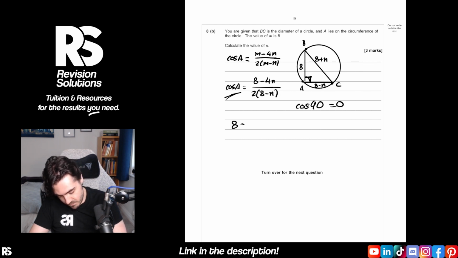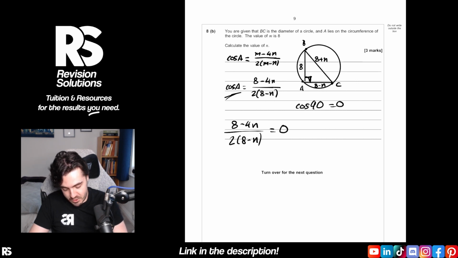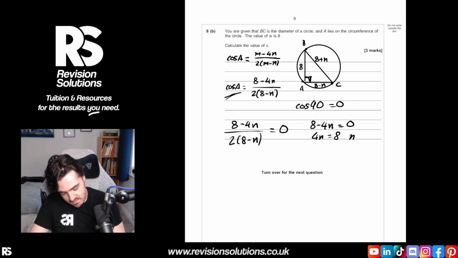So 8 minus 4n over 2 lots of 8 minus n must equal 0. And then we can actually just worry about the numerator. If the numerator is 0, then the whole fraction is going to be 0. So if we set 8 minus 4n equal to 0, 4n would equal 8, and then n would equal 2.